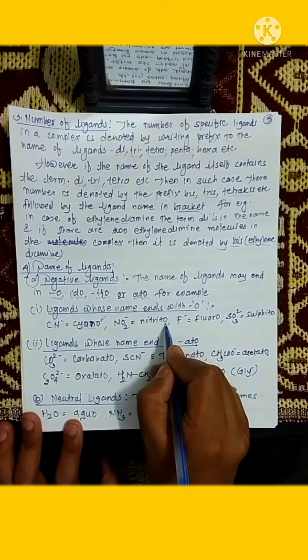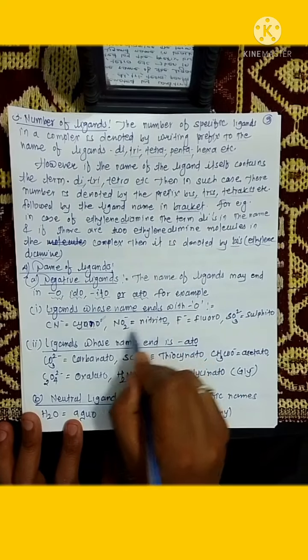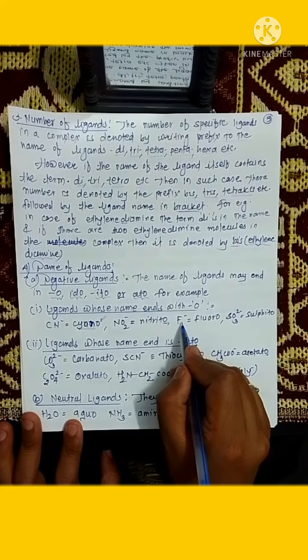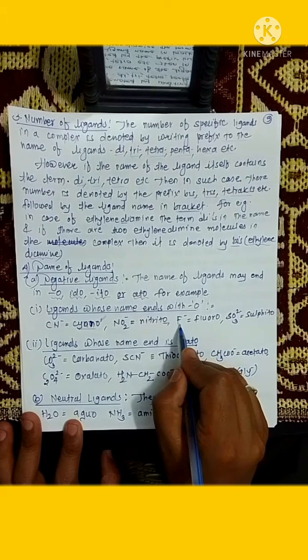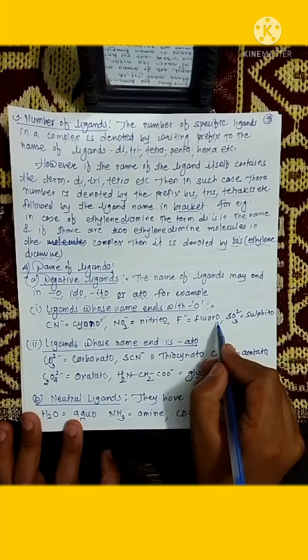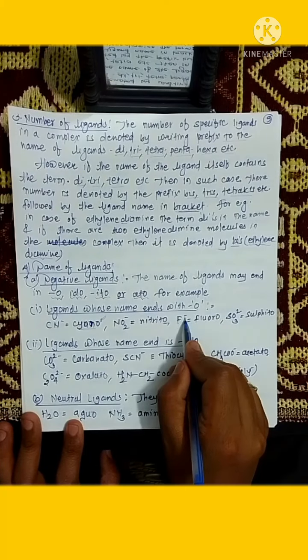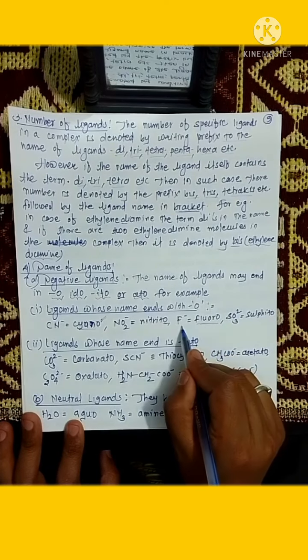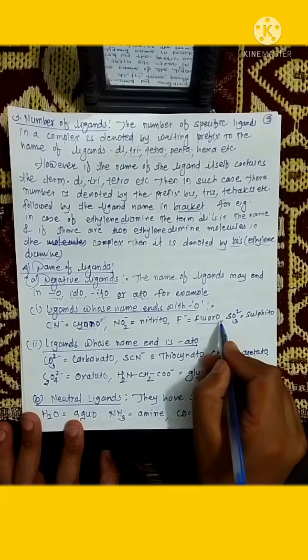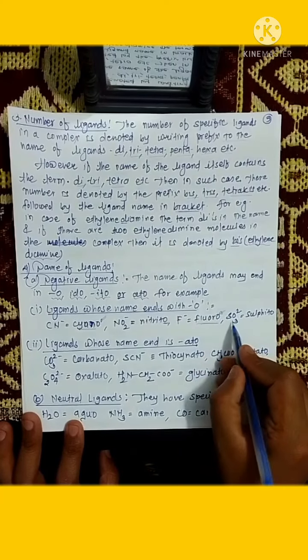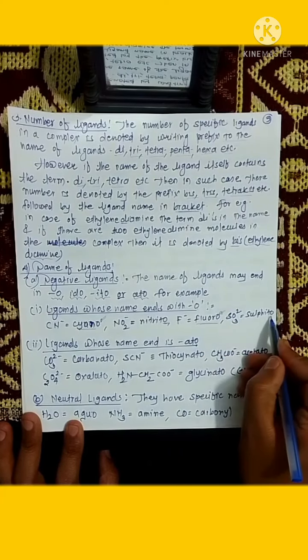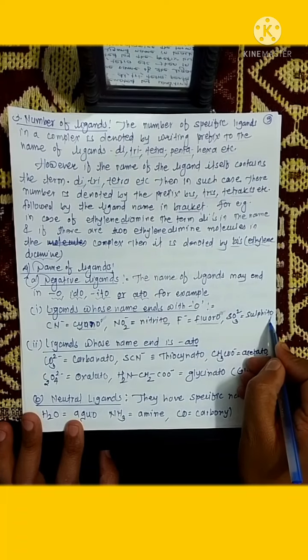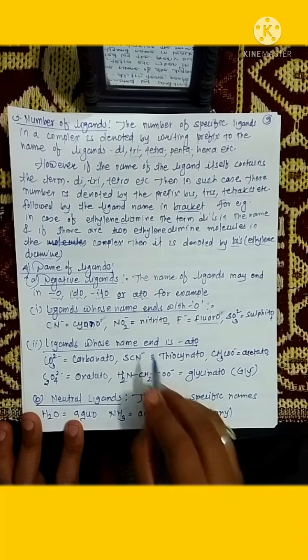NO2 minus is written as nitrito, so its name also ends with o. All halide names end with o. For example, fluorine F minus is written as fluoro while writing the name of the complex. SO3 2 minus is written as sulfito. Just see, the name ends with o.